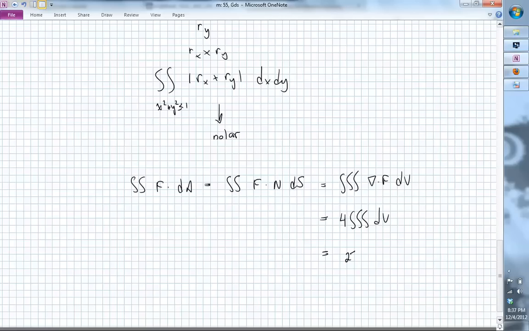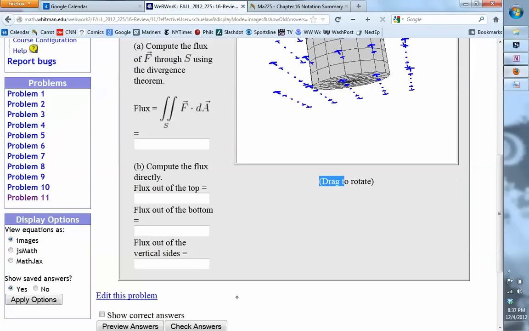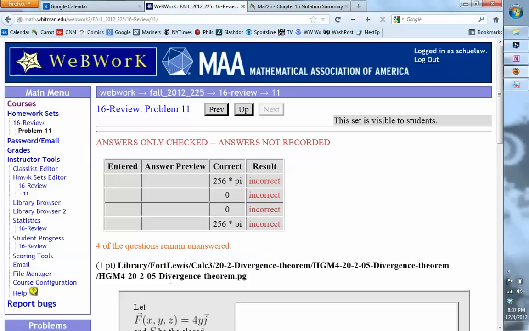256, I think. So let me just check my answer. Okay, so 256 pi. Does that help you explain where you're off by 2? No. You mind if I pull up yours?